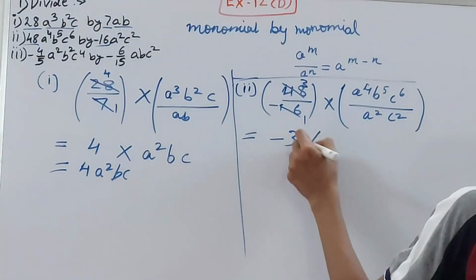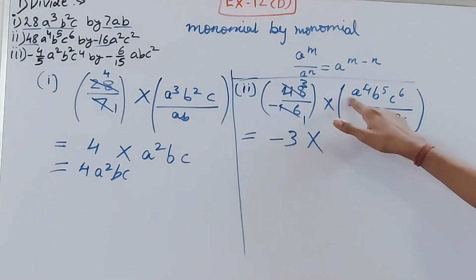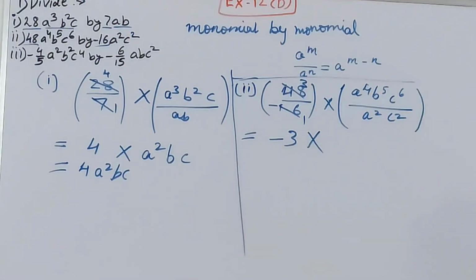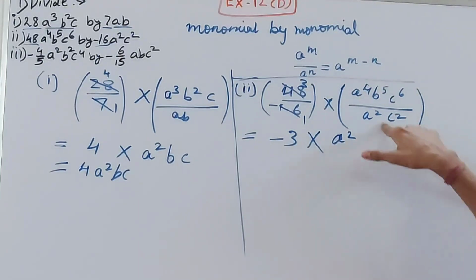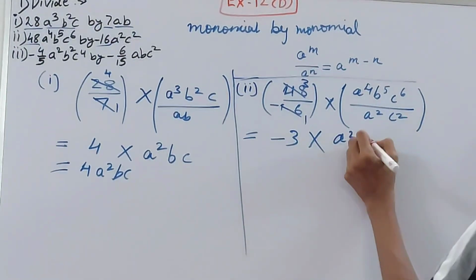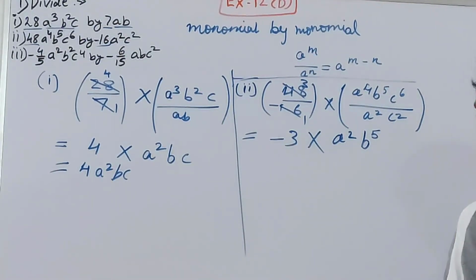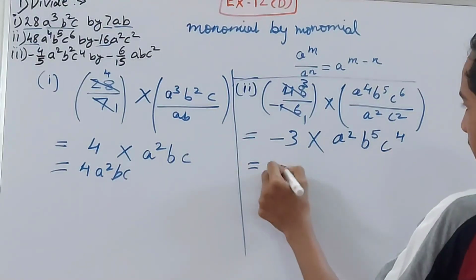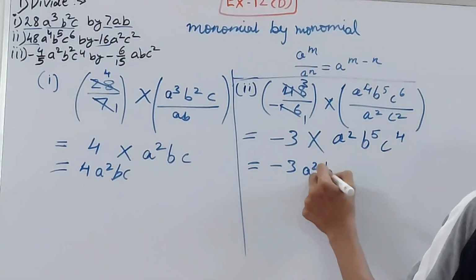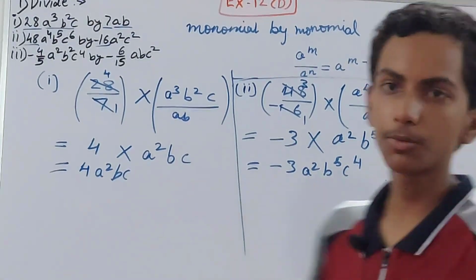And multiplication sign, now divide it: a to power 4 by a squared, so 4 minus 2 becomes 2, so a square. Then b to power 5 and no b in the second term, so simply you write b to power 5 here, and c to power 6 by c square, so 6 minus 2 becomes 4, so c to power 4. This becomes minus 3 a square b to power 5 c to power 4. That becomes the answer. Let's move on to the next part.